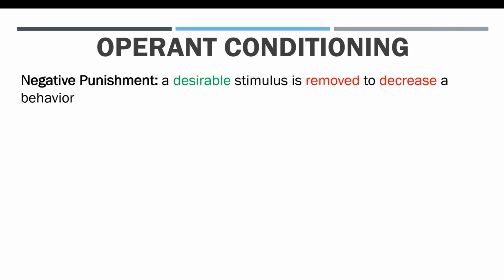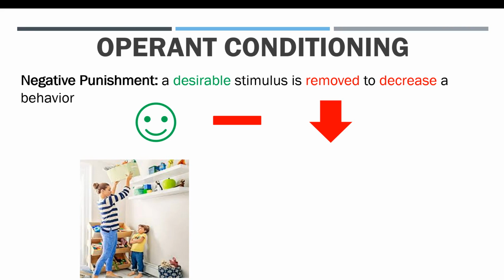And then lastly, there's negative punishment, which occurs when a desirable stimulus is removed to decrease a behavior. So looking at our symbols, we have a desirable stimulus that makes us happy, but it's removed in order to decrease a behavior.